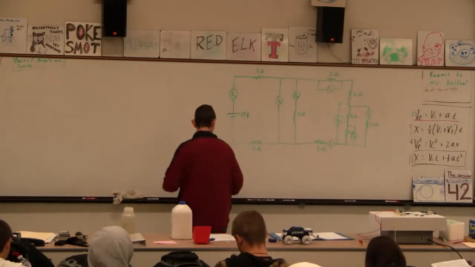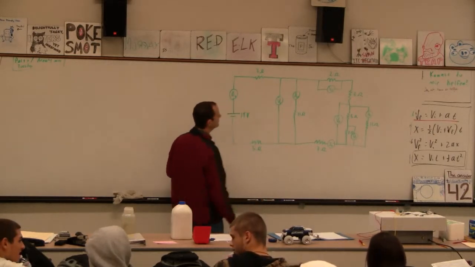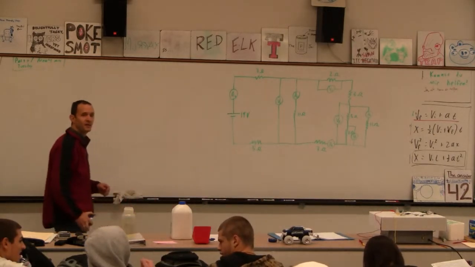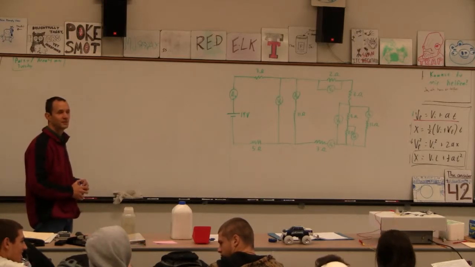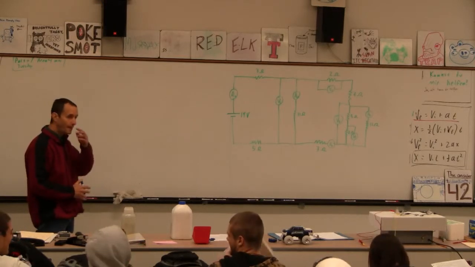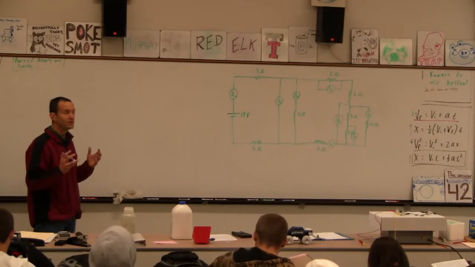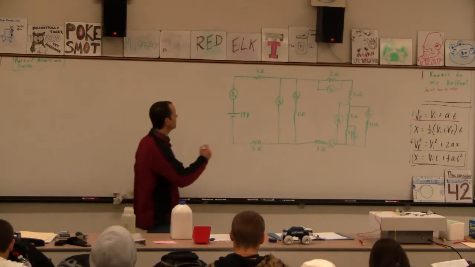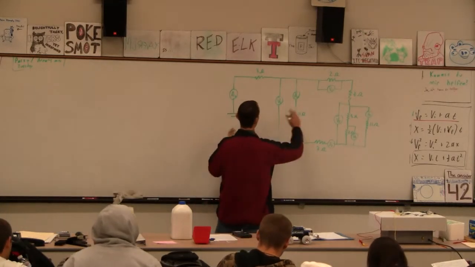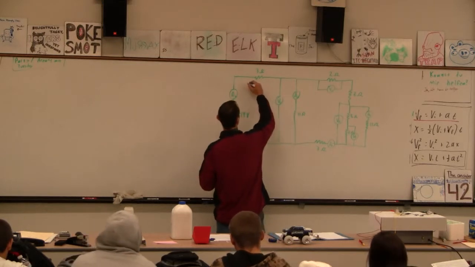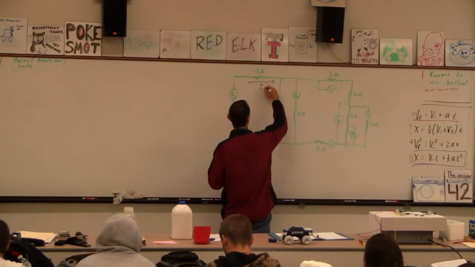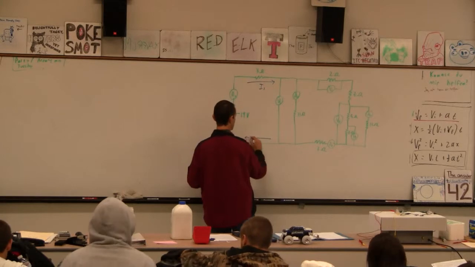Okay. All right. So, Kirchhoff's laws, the first thing to do is to label your currents. And I'm going to label these guys from left to right just to be systematic. This is I1. This is also I1.